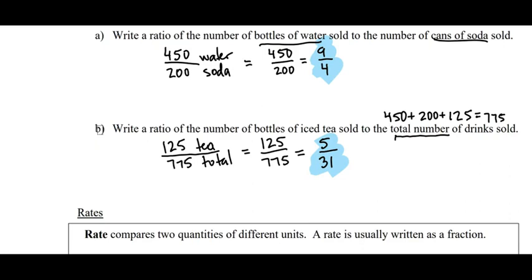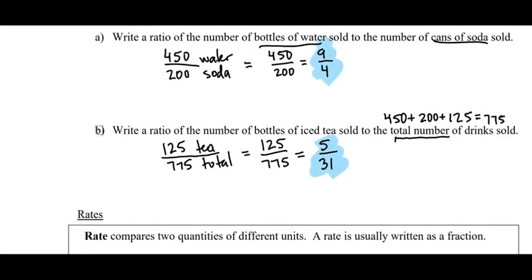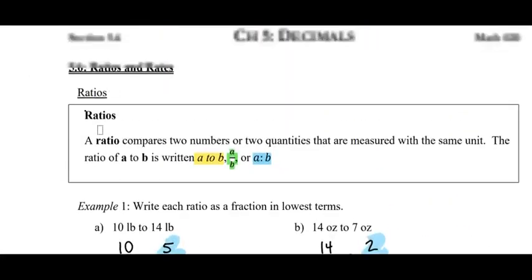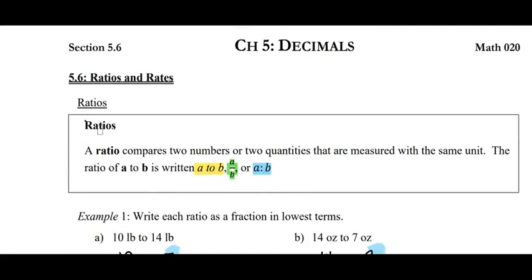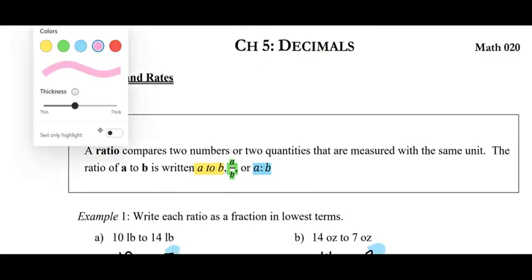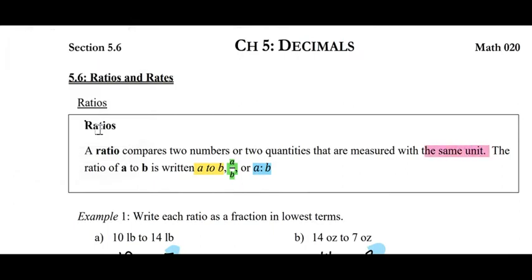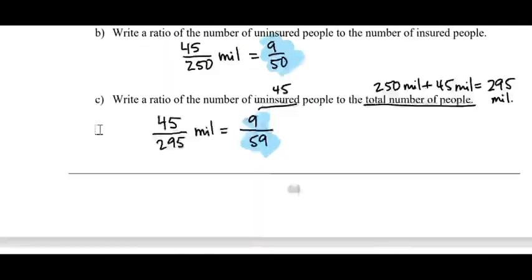The big thing about what we learned about the ratios is that we can use 3 types of notations. We can use the 2-word notation, we can use the fraction, which is most commonly used, and we can use the colon notation. Okay. And another really important part about the ratios is that the quantities compared are measured in the same unit. So we compared insured to uninsured people. We compared soda cans to bottles of water, so drinks. So they were all the same.